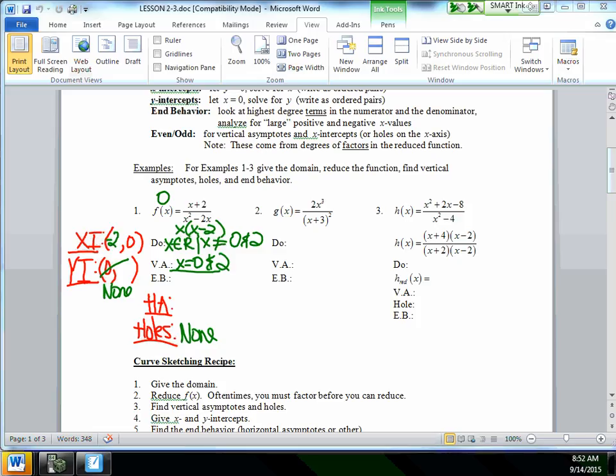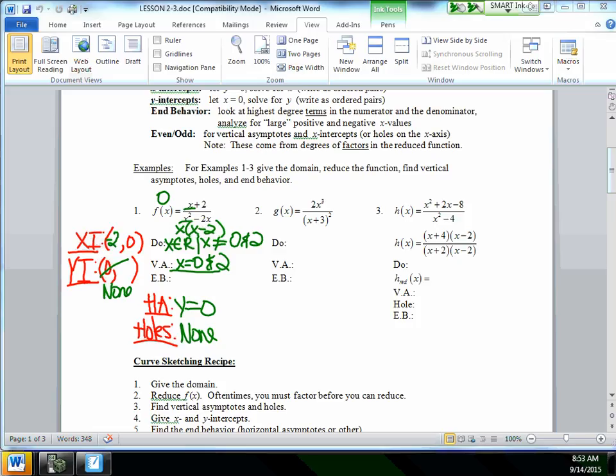So now we're at horizontal asymptotes. That's all about the powers. I have an x over x squared, which means the power is greater in the denominator. Whenever that's the case, the horizontal is at y equals 0.